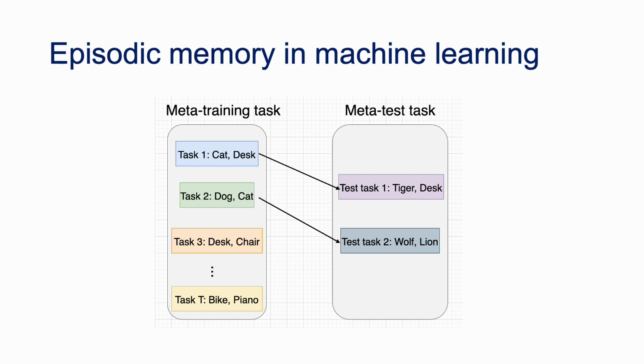So what's the effect of episodic memory in machine learning? For example, in the meta-training stage, we have different tasks. Task number 1 is a cat classification task, and task number 2 is a dog and cat classification task. In the meta-test tasks, we can use the most similar meta-training task to learn a new test task. For example, a test task is similar to meta-training task number 1, and then we can use the learning process of meta-training task number 1 to learn the test task.